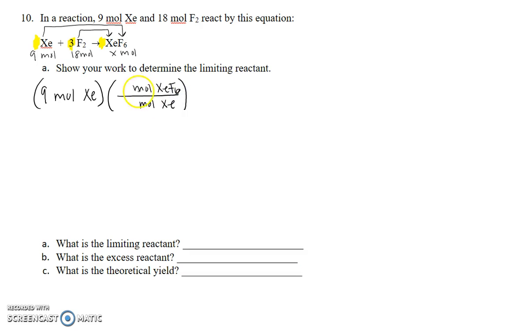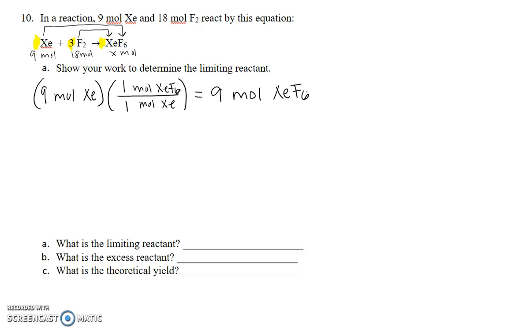By looking at my mole ratio, the value in front of Xe, or the coefficient, is 1, and the coefficient in front of XeF6 is 1, meaning I have a mole ratio of 1 to 1. When I take 9 times 1 divided by 1, I get 9 moles of XeF6. So this means if I react 9 moles of Xe, I should get a total of 9 moles of product. So using all of that reactant, how much product do I make? 9 moles.